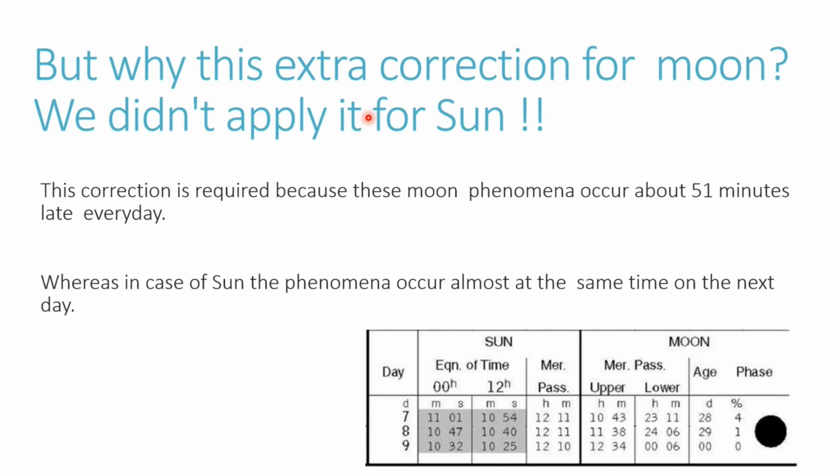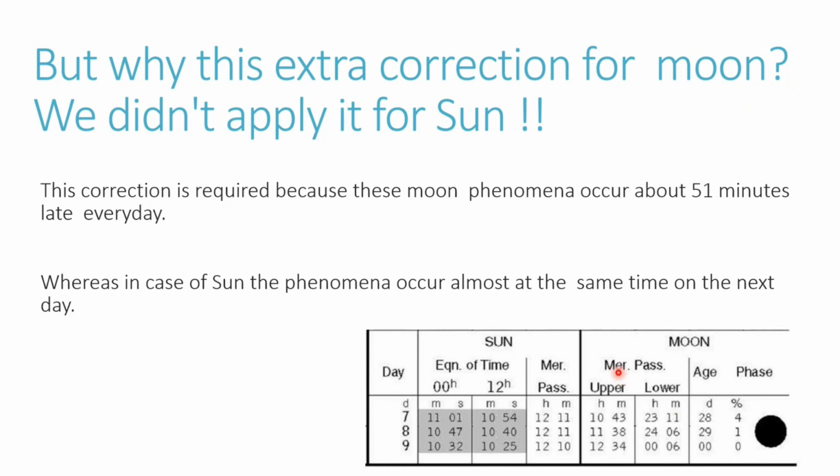Sir, it is written Meridian Passage of the Moon, upper and lower. What does this mean? Can you repeat, beta? Sir, it is written Meridian Passage of the Moon, the timing is given, two are given, one upper, one lower. Okay. So, beta, can anyone tell what is this upper and lower? Sir, when the moon is behind us, sir, inferior meridian.